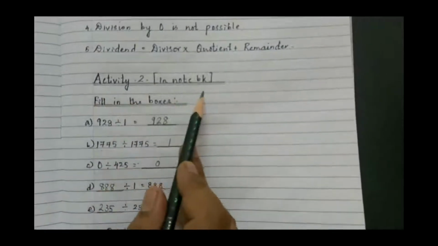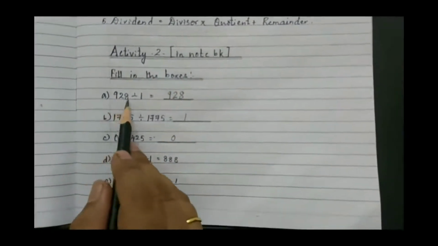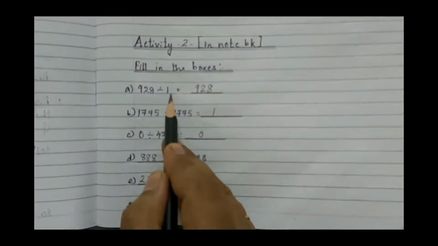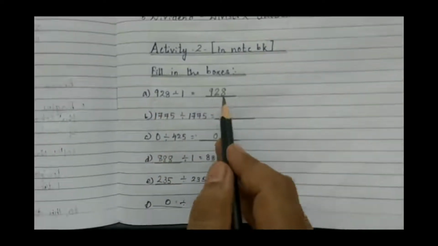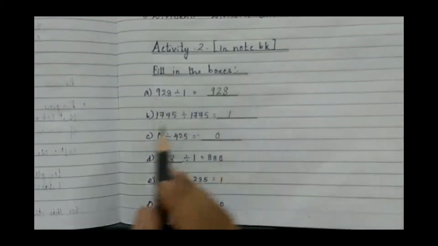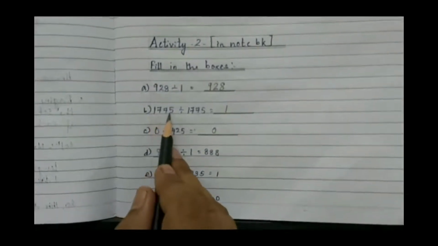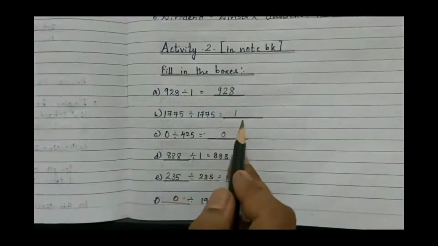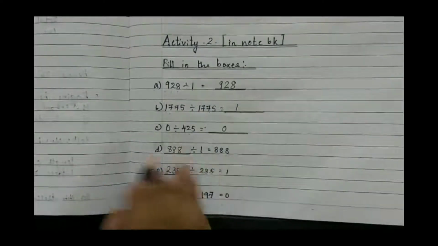Activity 2 to be done in the notebook. Fill in the blanks. A, 928 divided by 1. If you divide 928 by 1, you are going to get 928. That is one property. Then 1775 divided by the same number, you are going to get 1. So it is the same property.